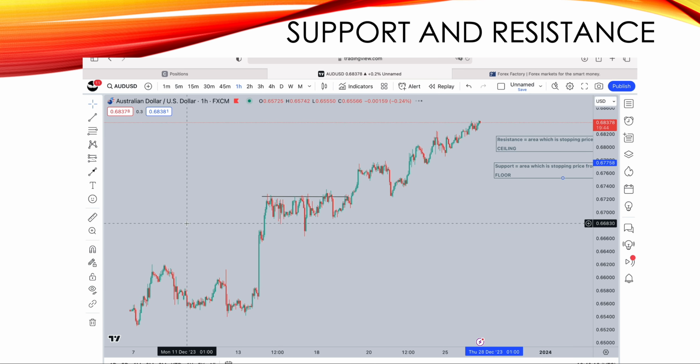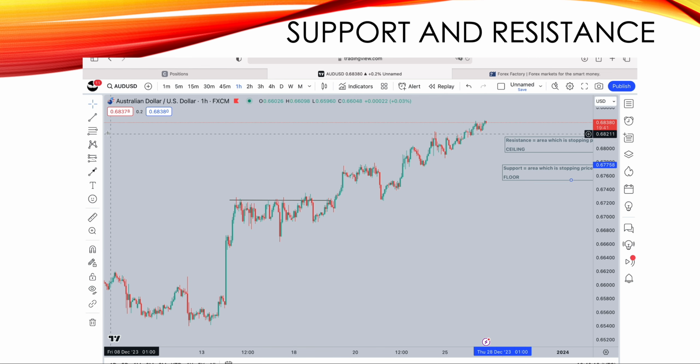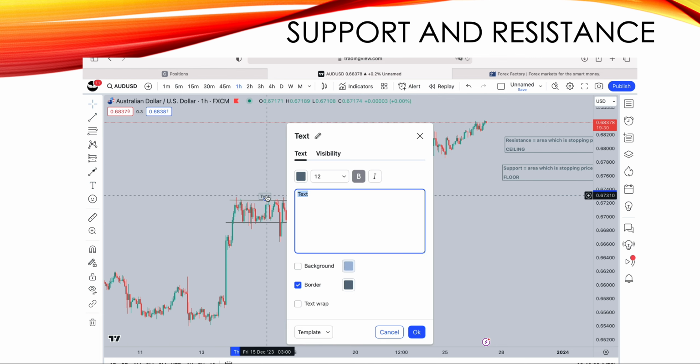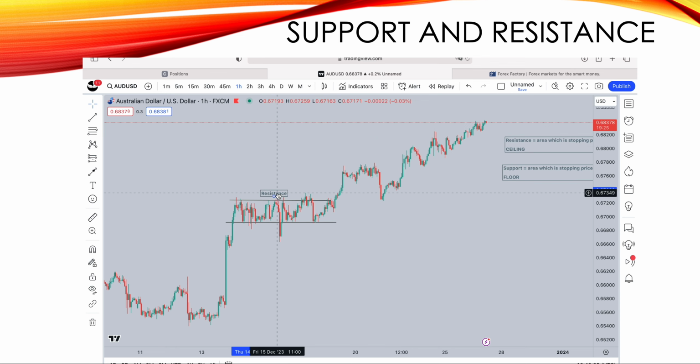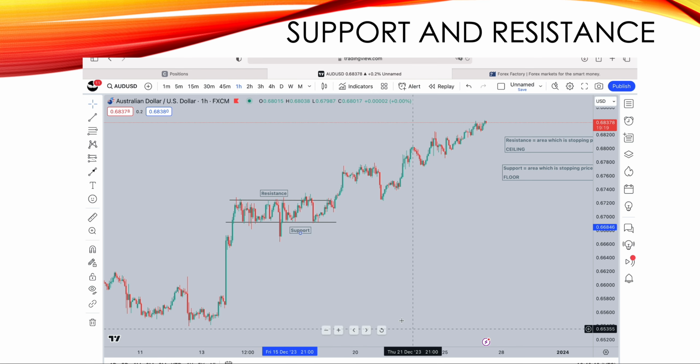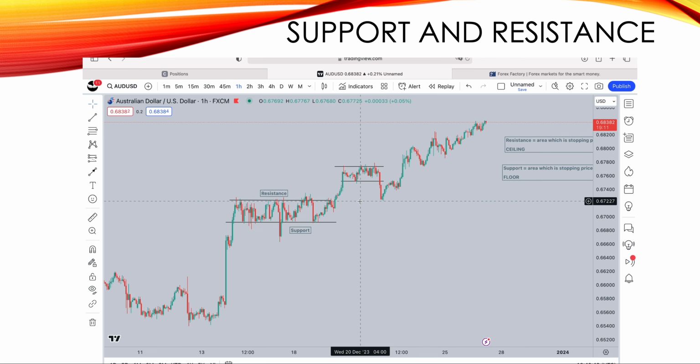Now, you're not always going to get a very nice, perfect example as this. Okay? You could see something like this, for example, right? If you wanted to draw this by here, that would work. Okay? We have our resistance at the top, and we have our support at the bottom. Okay? The exact same thing by here, resistance, support. Okay? How we draw our zones in an accurate way, we'll get onto in a little bit.